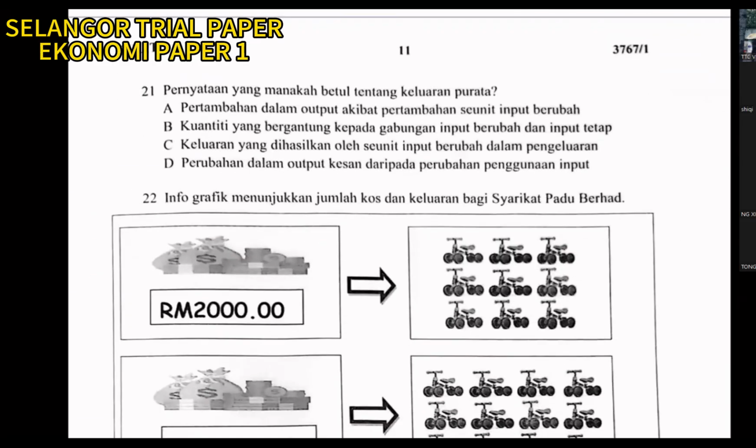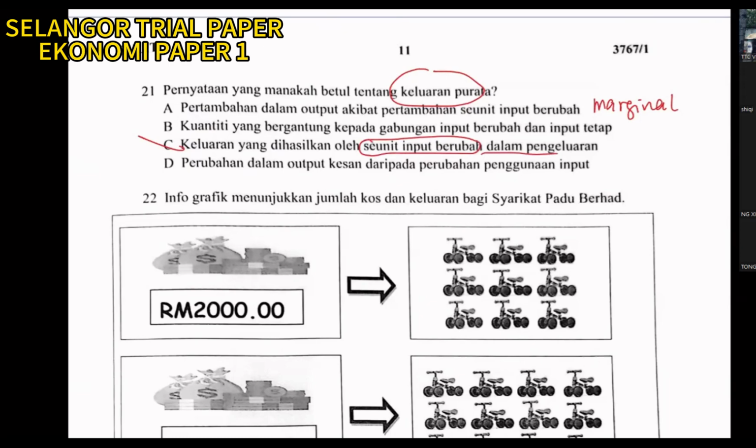Alright. Now, and then the next one, they show you what? Keluaran purata. Which one is correct about purata? Pertambahan kos akibat pertambahan. No. It's nothing to do with pertambahan seunit input berubah. This one is marginal. Kuantiti bergantung kepada kandungan, dihasil seunit. Your answer should be C because they say this is a production that is hasil oleh seunit input berubah dalam pengeluaran.